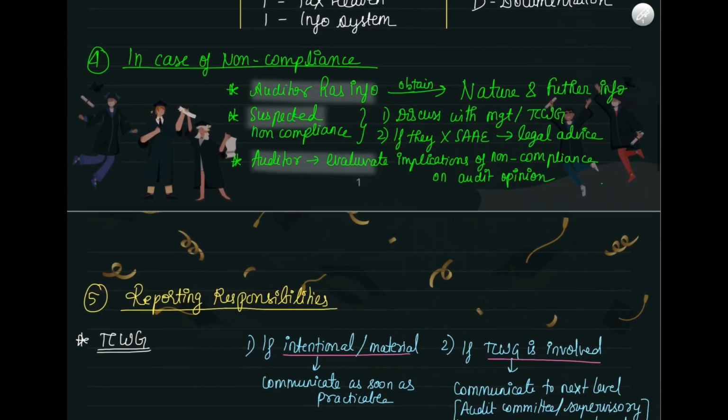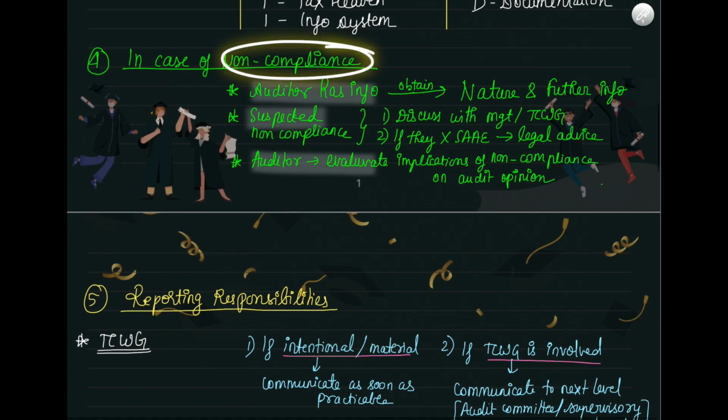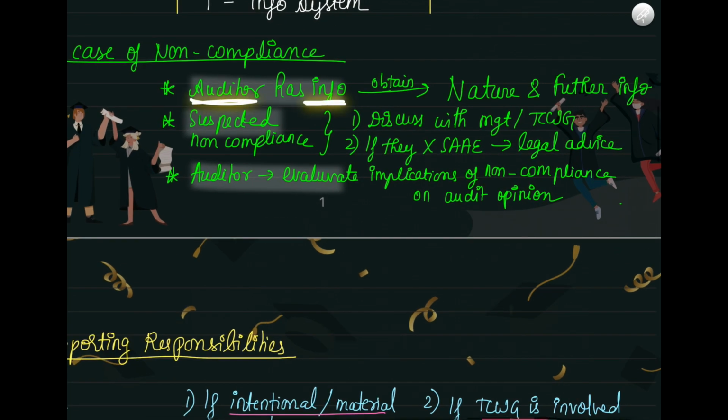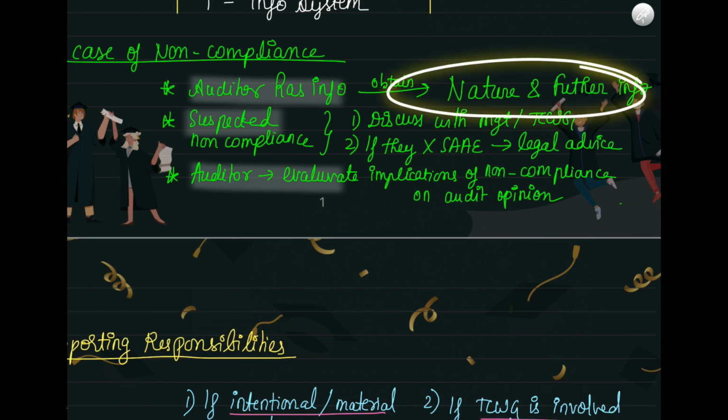Next, in case an auditor finds any non-compliance, if the auditor has some suspicion or knows that any non-compliance has happened, then in such case he has to obtain an understanding of the nature of such non-compliance, to what extent, to what amount, which law the non-compliance relates to, and any further information he wants to know about what possible effect it can have on the FS.